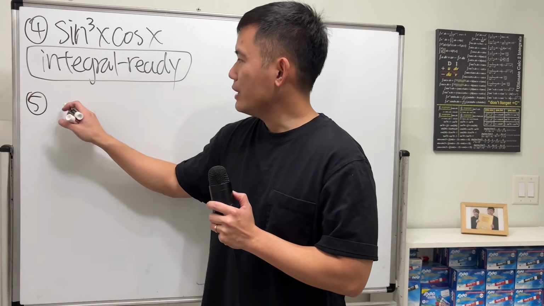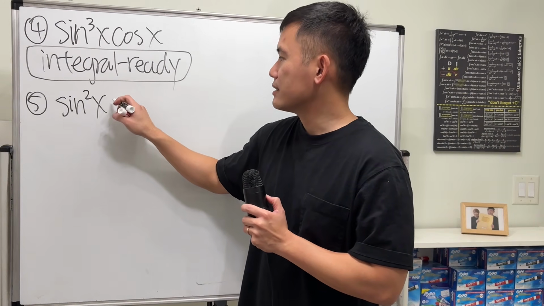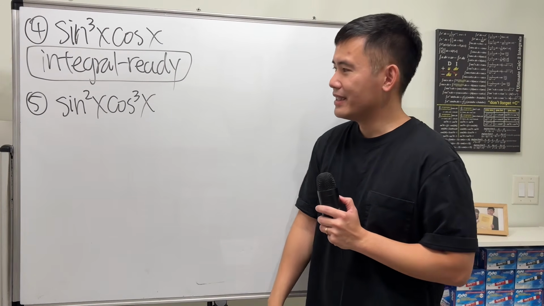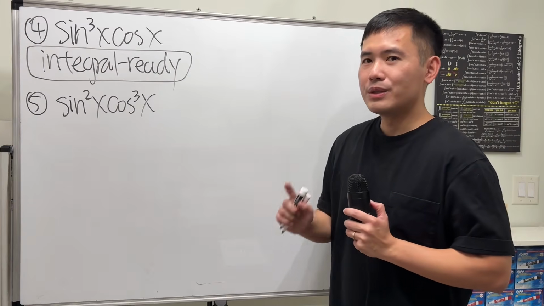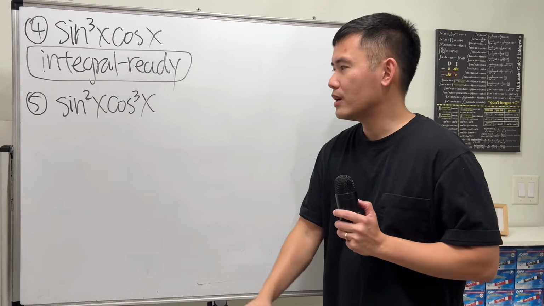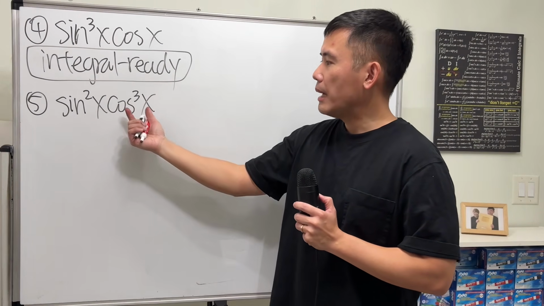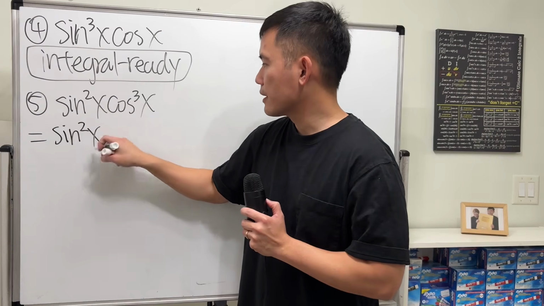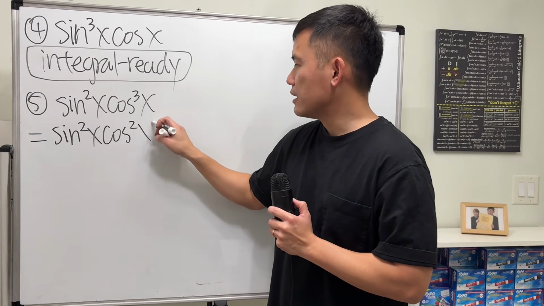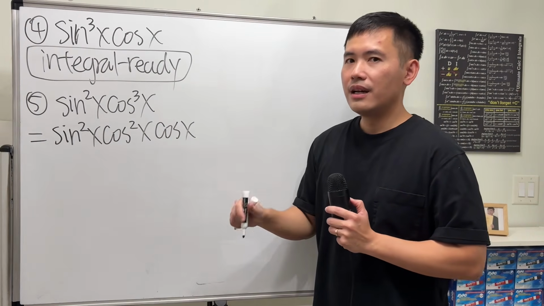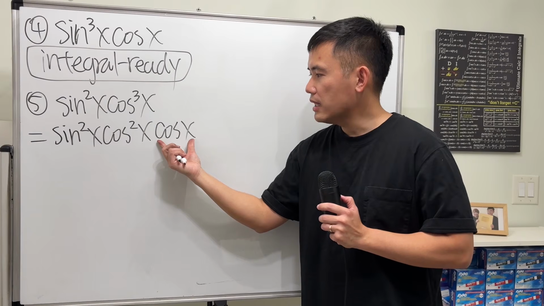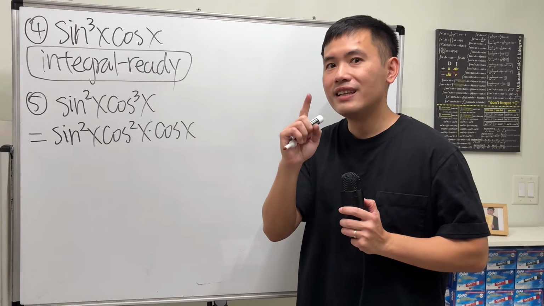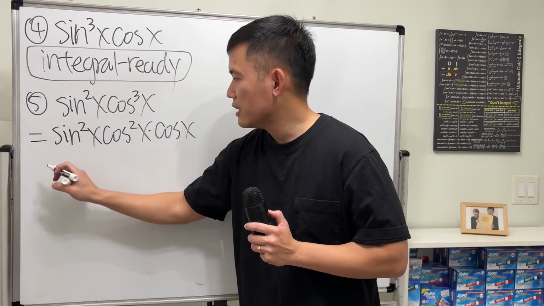Number 5, what if we have sine square x times cosine to the 3rd power x? What do we do? When we have different powers, I will tell you, go with an odd power, which is in this case here, right? I'm going to take out one of the cosines. Right here, this is still going to be the same. Write this as cosine square x times cosine x. Now, the idea is that once we have the cosine x right here, we want this part to be an expression in terms of sine x. This is good, keep that.